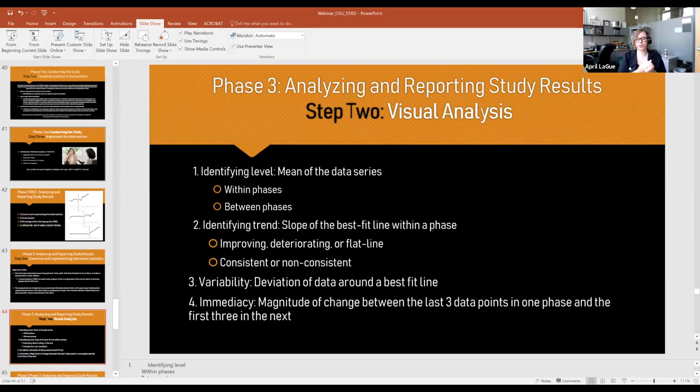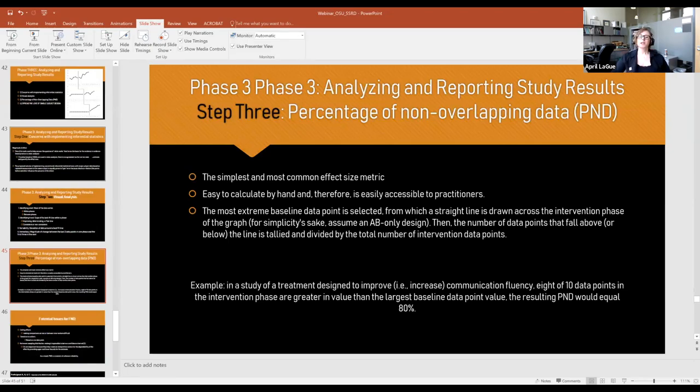And so we want to look at change. Visual analysis is all about looking at change. This way of analyzing results, to me, if people want to see numbers, is the best way to do it. And it's not a difficult way, but it is the best way to report data in which people can feel that confidence and safety in numbers. And so it's called calculating the percentage of non-overlapping data. And it's easy to calculate by hand. So practitioners, our counselors, they can do that. They don't have to go hire a statistician. You don't have to put it through Excel and do some big formula.